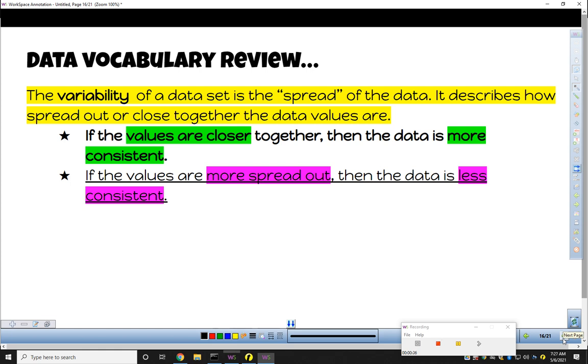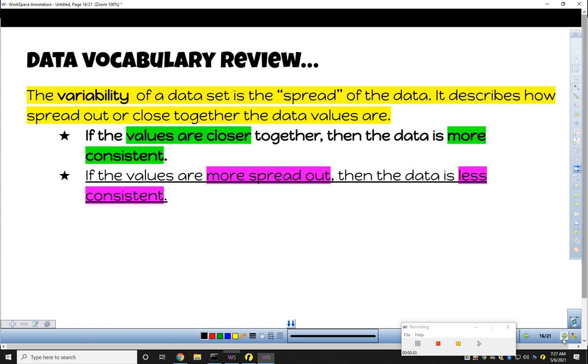So just a little vocabulary. The variability of a data set is the spread of the data. It describes how spread out or close together the data values are. For example, if we are asking everybody in this class how old they are, everybody's going to say 10, 11, 12, except for the adult in the room who is 40, 50, 60, 100. So the data, for the most part, is very close together, with one outlier.